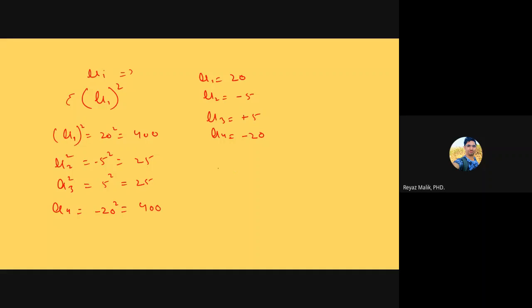And then we sum up, if we see the difference between the first term and the second term, or if we sum up as a whole, u1, u2, u3, u4, the summation of ui. Summation of ui means it is equal to 400 plus 25 plus 25 plus 400, which is 850. 850 is the error. Now it is showing some error.